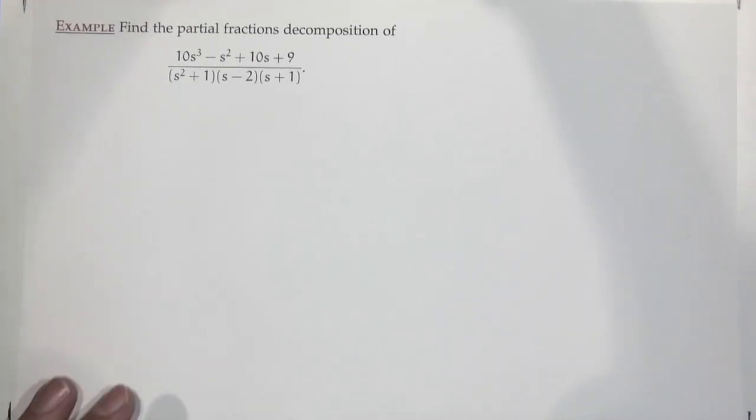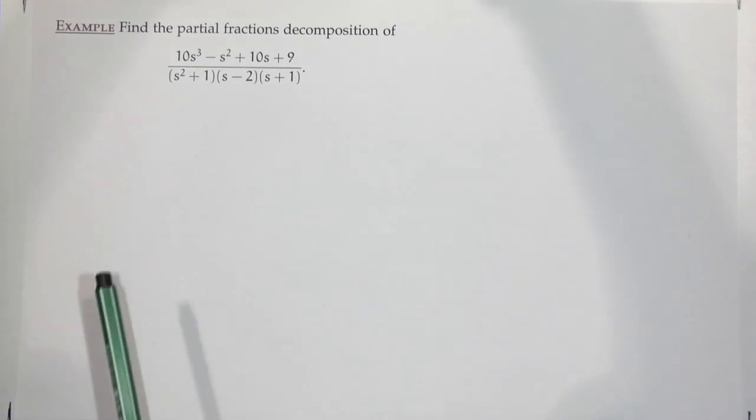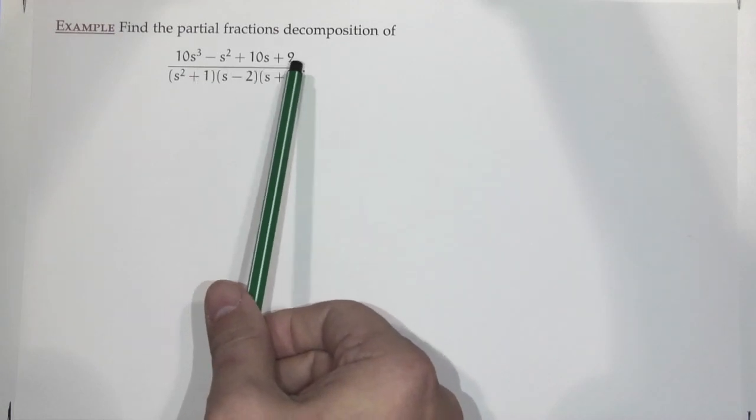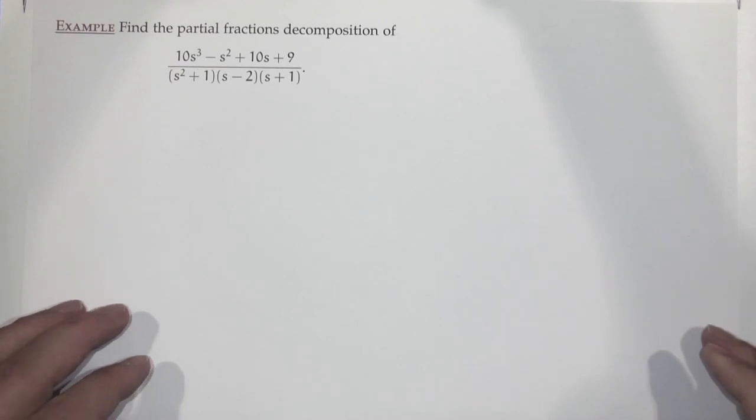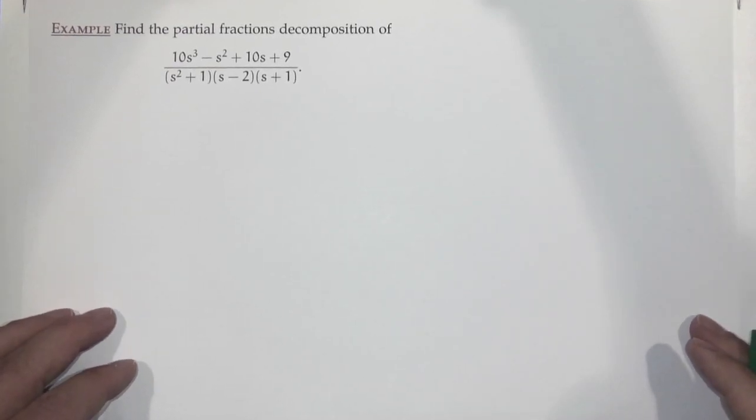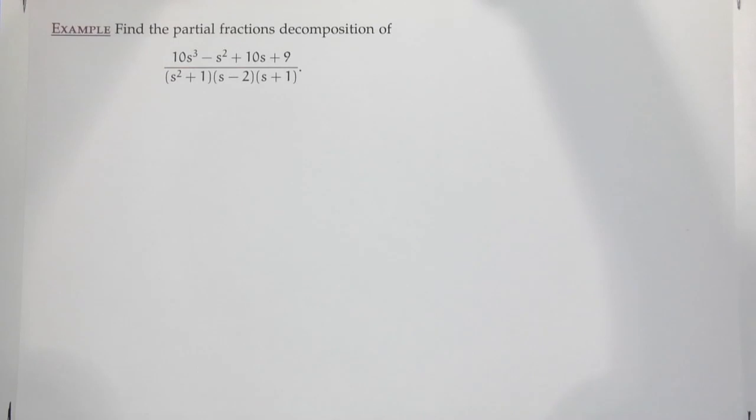Example. Find the partial fractions decomposition of the expression 10s cubed minus s squared plus 10s plus 9 all over s squared plus 1 times s minus 2 times s plus 1. On a side note, if you remember back to Calc 2, those good old days, when we did partial fractions back then, we always had to ask, do I need to divide? I can tell you now, you don't have to worry about that. You'll never have to divide.